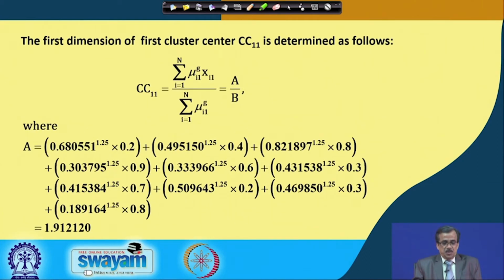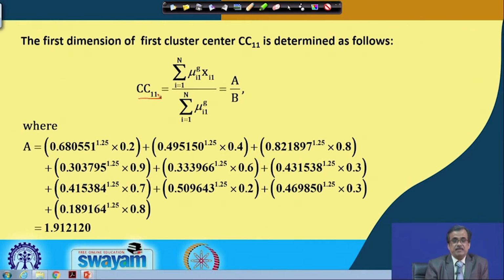Now, I am going to determine the first dimension of the first cluster center, denoted by CC11. If you remember that expression which I used, CCJK, what is that? That is nothing but the kth dimension of the jth cluster center, and CC11 is nothing but the first dimension of the first cluster center. So, I am just going to find that out.